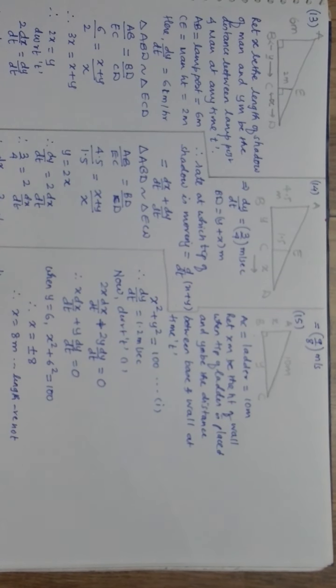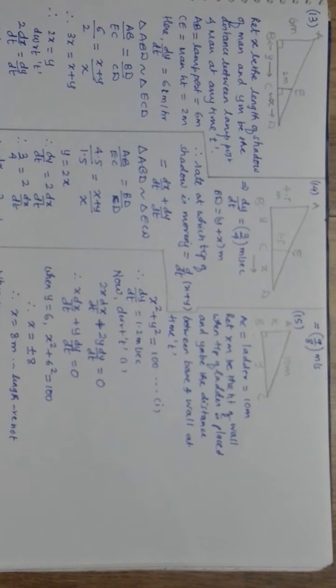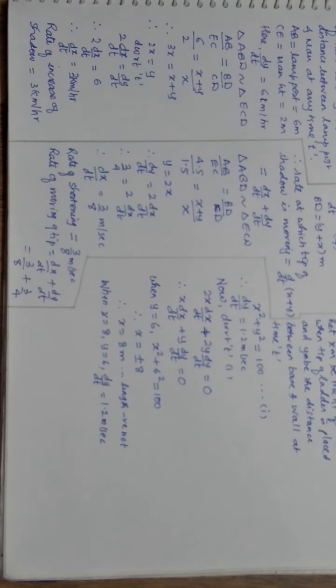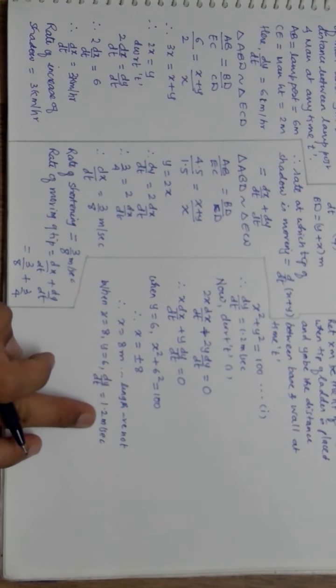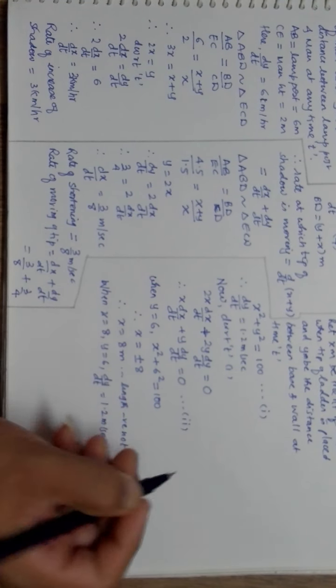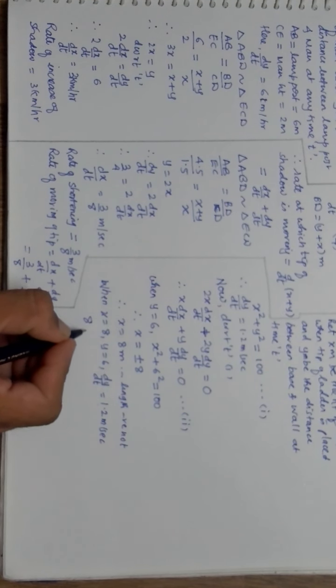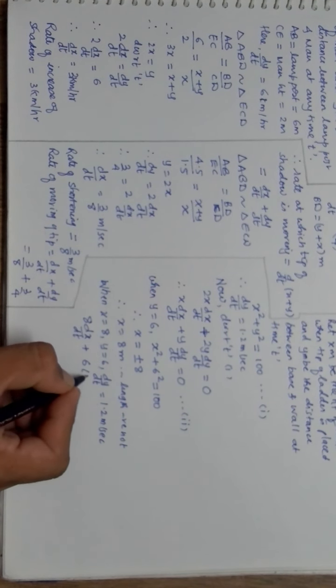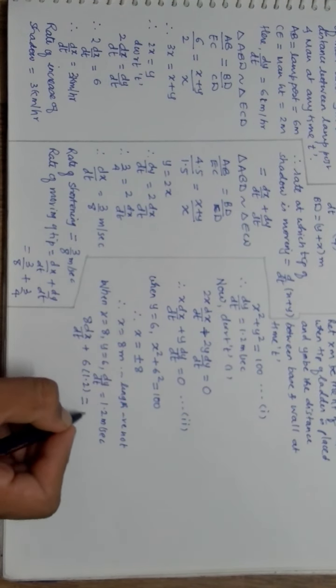So finally I say that when x is equal to 8, y is equal to 6, and your dy by dt becoming 1.2 meter per second. So when x is equal to 8 and y is equal to 6, dy by dt is equal to 1.2, I will put this in your second equation. So I will get here x is equal to 8 dx by dt plus y is 6 dy by dt, 1.2, is equal to 0.